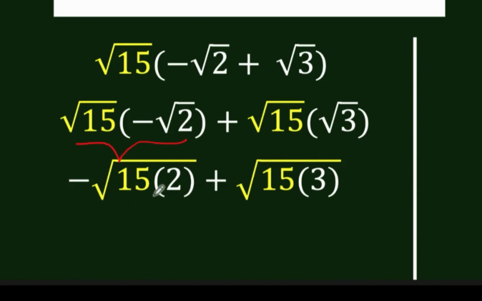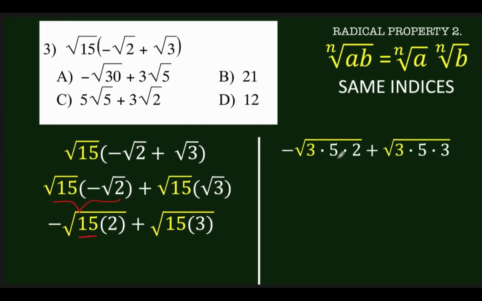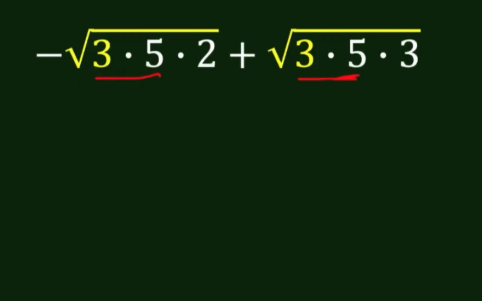Then instead of multiplying 15 times 2 equals 30, write it as prime factors. So it becomes 3 times 5 times 2. This 15 is 3 times 5. Also, this other 15 is 3 times 5. We just copy the 3. This is a binomial.